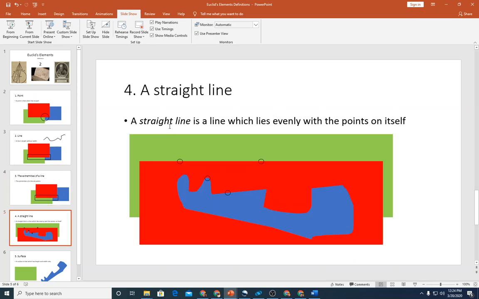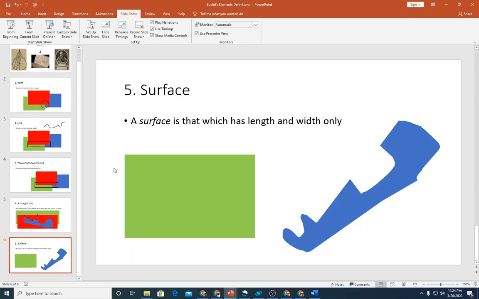And that a straight line is a line which lies evenly with the points on itself. So there are all these points you could imagine along this line. And if the angle above that line from one point to another and the angle below that line from that point to another are exactly the same, then they lie evenly, and that's what makes it a straight line. And finally, we found out that a surface is that which has length and width only.